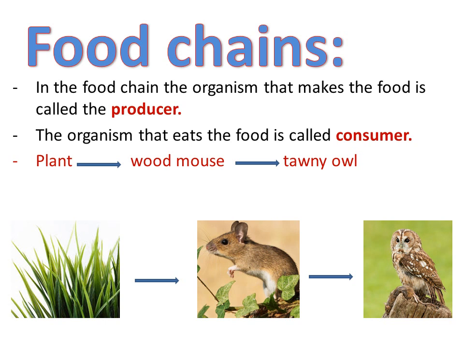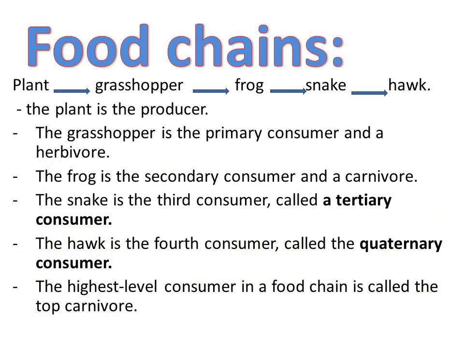Food chains may be even longer. For example, the plant is eaten by the grasshopper, the grasshopper is eaten by the frog, the frog is eaten by the snake, and the snake is eaten by the hawk. Okay? The plant here is the producer. The grasshopper is the primary consumer and a herbivore, right? The frog is the secondary consumer and a carnivore.